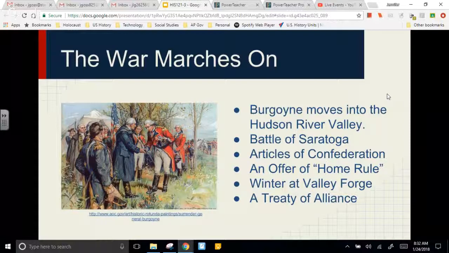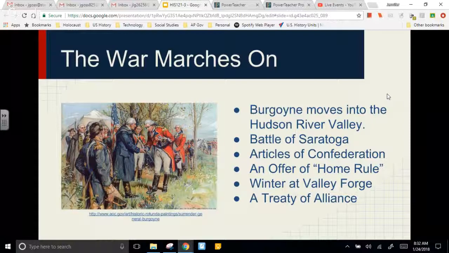Now back to Philadelphia, where the Continental Congress is still meeting. Now that they have officially broken away from the British and have identified themselves as their own independent nation, they need a constitution that will govern them. And so they create the Articles of Confederation. The Articles of Confederation, which we'll talk more about in the next lecture, really established a firm league of friendship between the states.